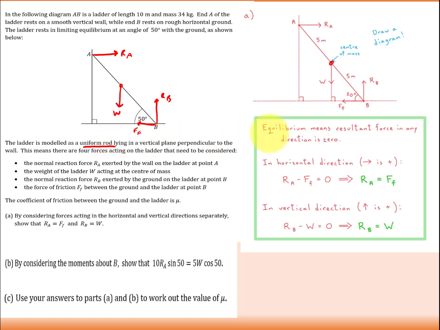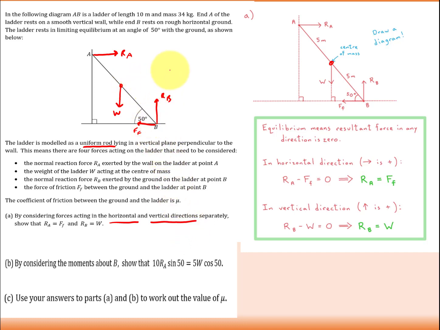So we know equilibrium means the resultant force in any direction is 0. So we're just resolving horizontally and vertically because there's no real moment here, nothing to twist and move about at the moment, because it just says horizontal and vertical, so we don't need to worry about moments. So what do we have horizontally and vertically?